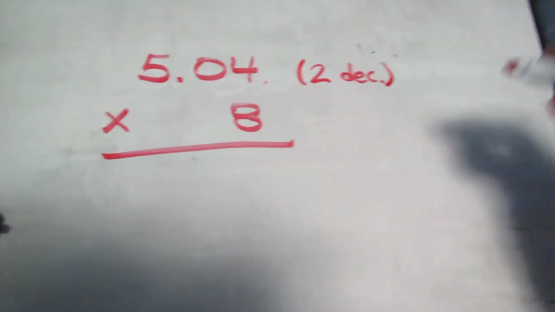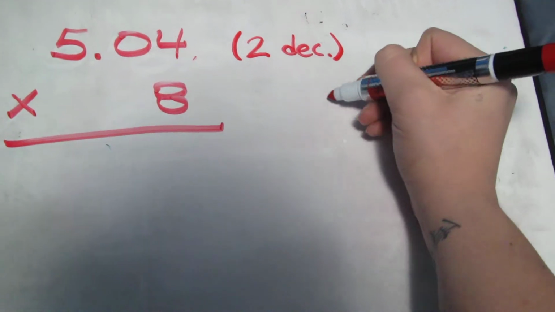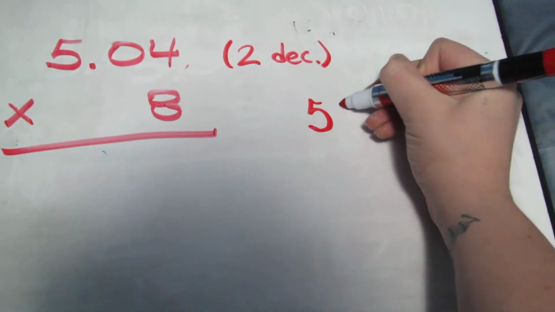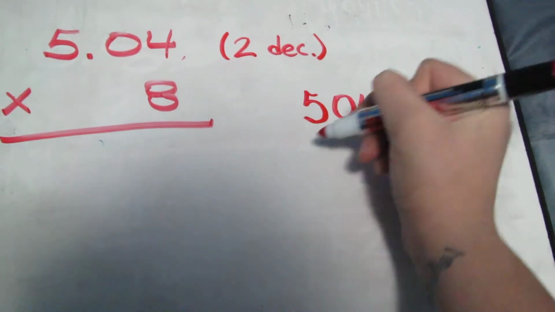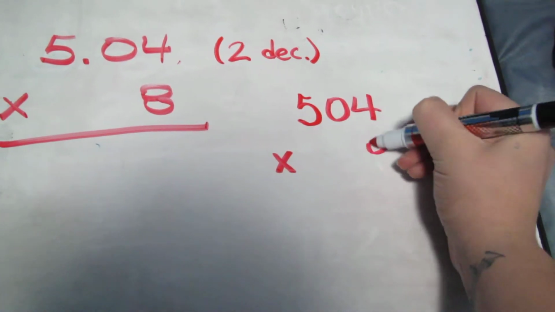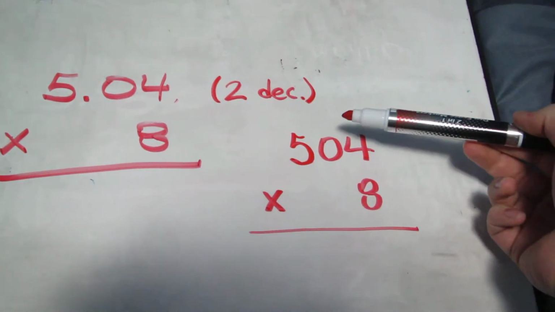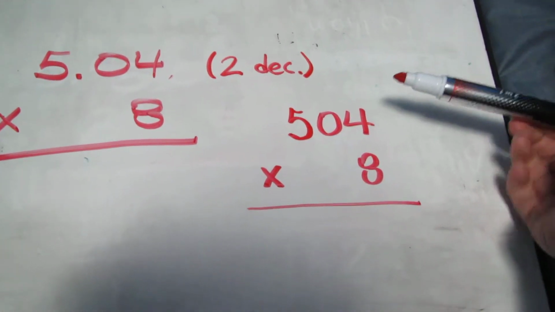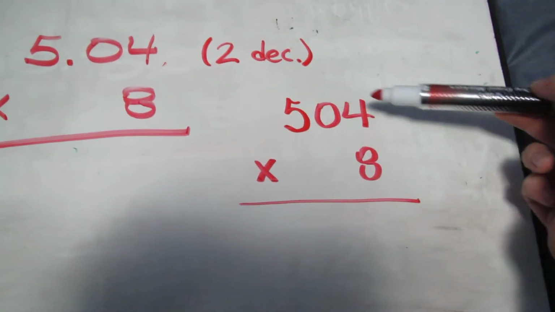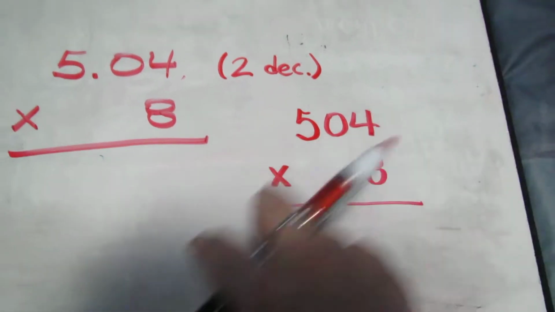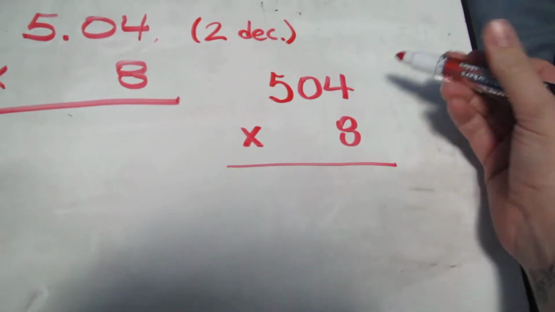So now I'm going to rewrite my problem. 504 times 8. And notice when I rewrite it, I'm actually removing the decimal because I'm going to bring that back later. So I'm left with 504 times 8, which I already know how to do.